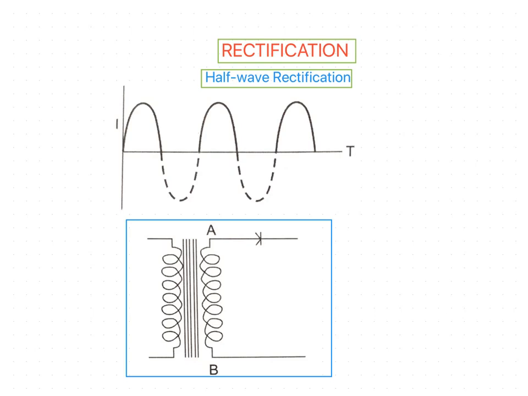Rectification is the conversion of alternating current into direct current. This can be accomplished by either the metal rectifier or the diode valve. These are the two devices which help in the rectification of alternating current, and these two devices are used in circuits for rectification.